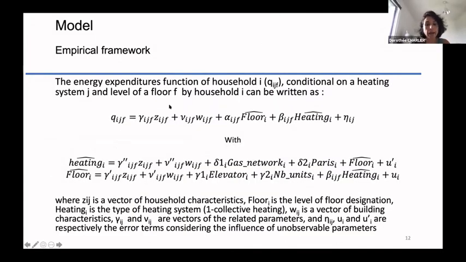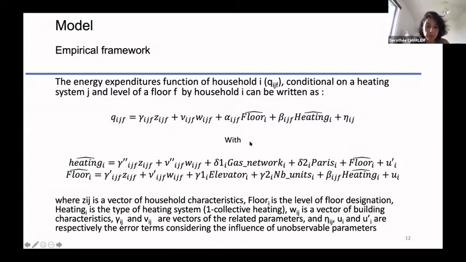So I decide to estimate the total energy expenditures as a function of household characteristics, dwelling characteristics, and also according to the choice of the floor and to the choice of the heating system. And the choice of the heating system and the choice of the floor are also due to household characteristics and building characteristics, but are also depending on the different instruments that I'm just presenting.